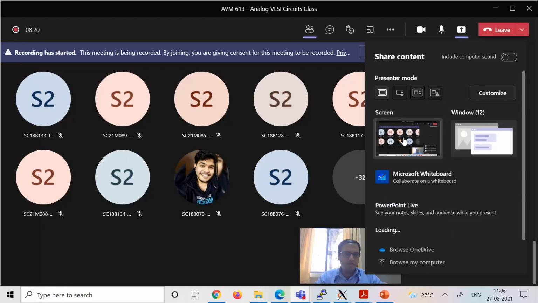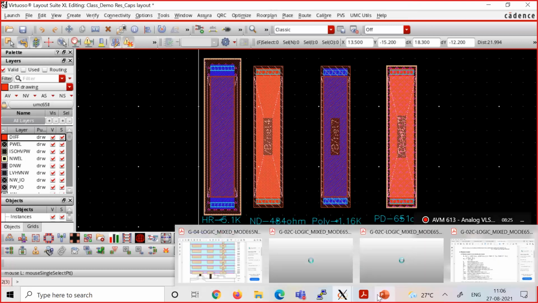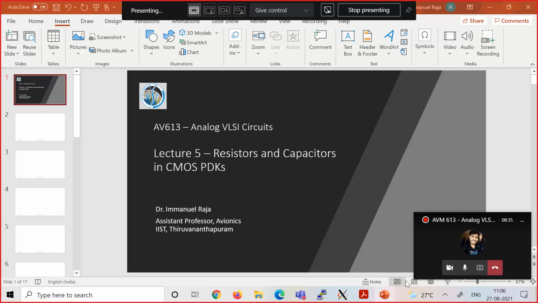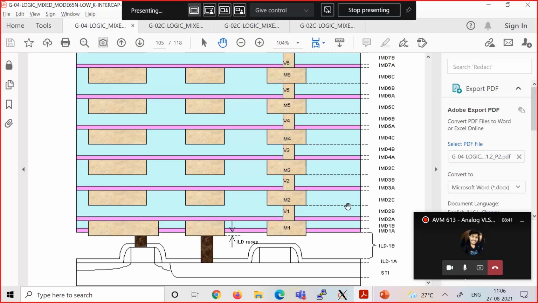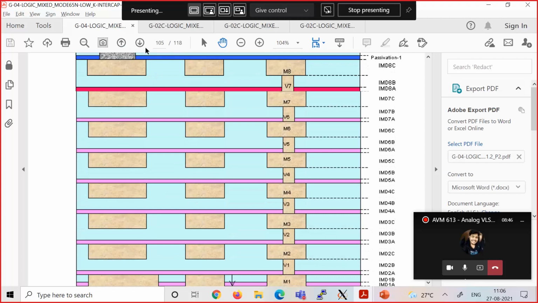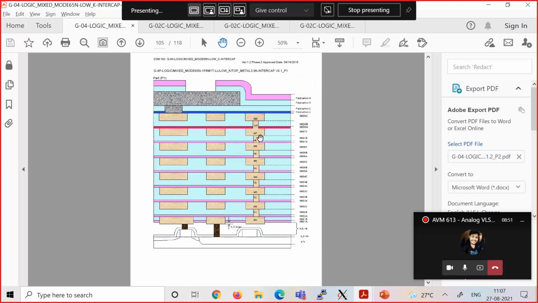I'm going to primarily show you things from layout and other things. But let me start off with this. So today we are going to look at resistors and capacitors in CMOS PDKs. As we start off, I want to first show you how the stack up looks. Let me zoom out. So this is how a typical CMOS IC stack up would look.